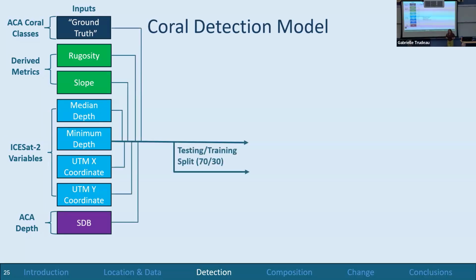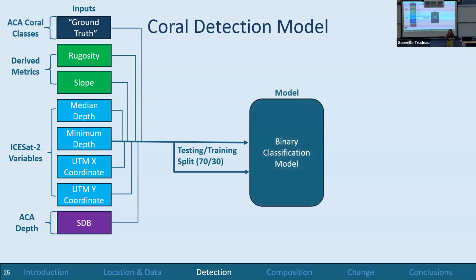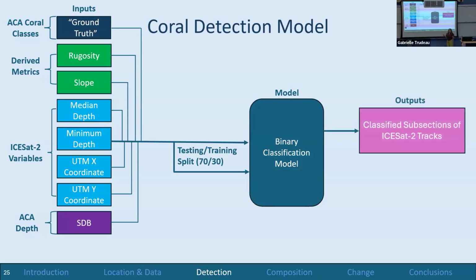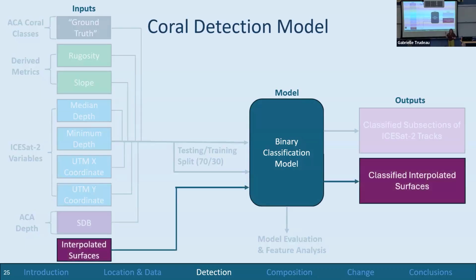We're going to do a testing and training split, and train a binary classification model. More on this on the next slide. From that, we'll get classified subsections of ICESat-2 tracks. Because we have our ground truth data, our validation data, if you will, we're going to evaluate our models and see how they do. We're also going to look at feature analysis, so we can analyze how all of these inputs are performing and which are the most important for which models. More on that later as well. But we can also take this already trained model and take those interpolated surfaces and make predictions for the whole surface as well.